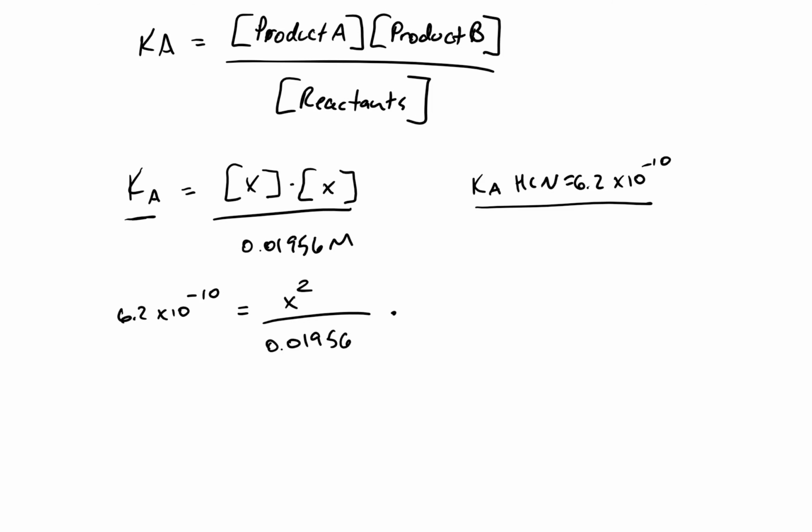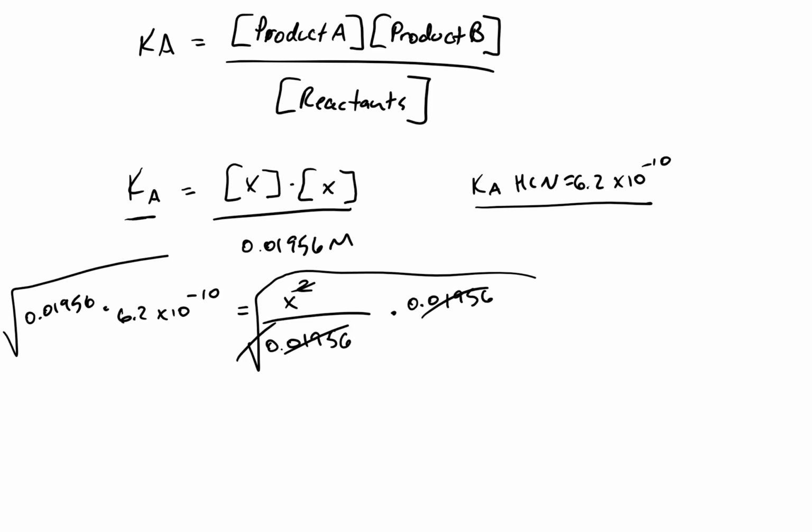And now to solve this, we're just going to multiply both sides and then take the square root of both sides. The square and the root are going to cancel, and we're going to say that x is equal to our concentration of H plus ions, which is equal to 3.48241 times 10 to the negative 6 molar.